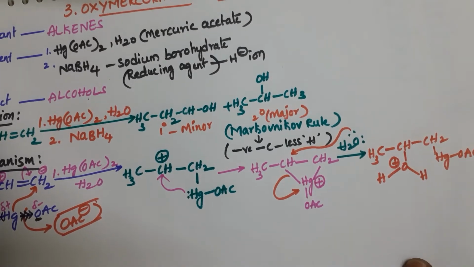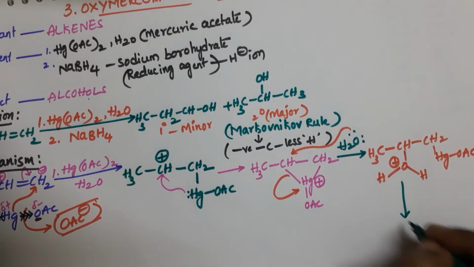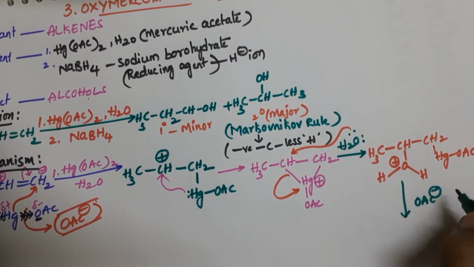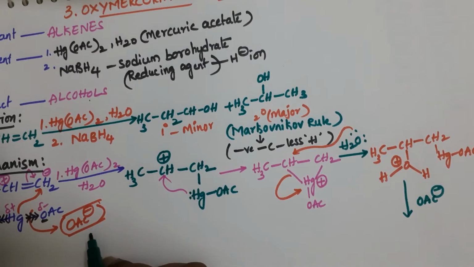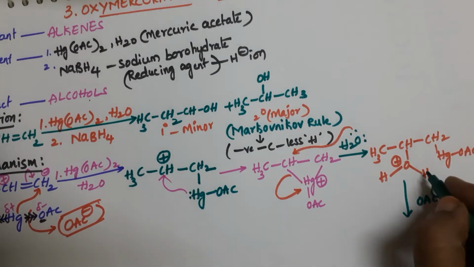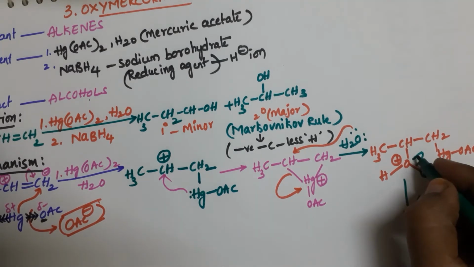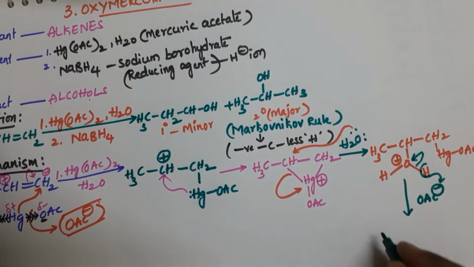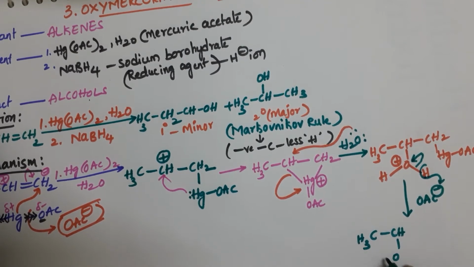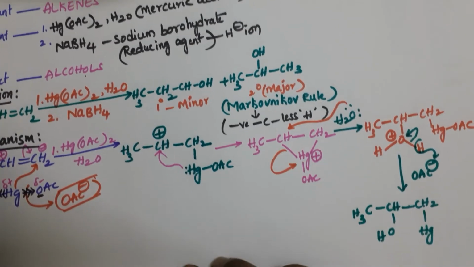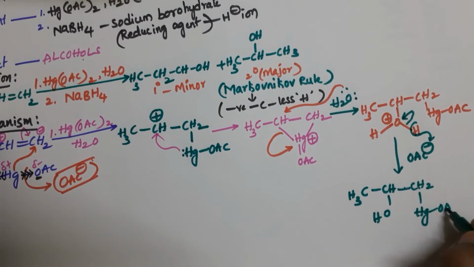Next one. Again, this OAc minus, which in the first step we eliminated as OAc minus, is there, no? This OAc minus can abstract the H plus, and the bonded electron pair shifts towards oxygen and we get CH3, CH, OH, CH2, Hg, OAc.